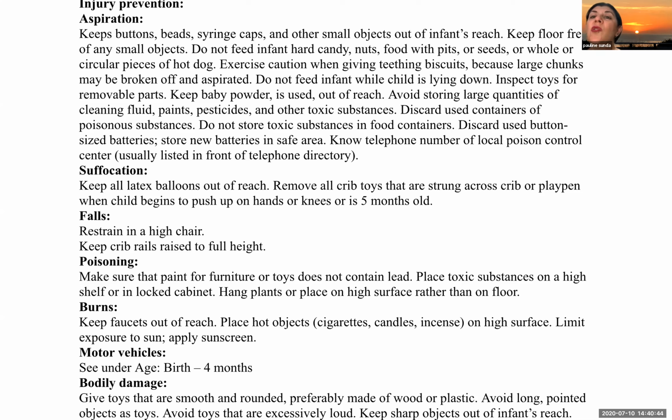Avoid storing large quantities of cleaning fluids, paints, pesticides, and other toxic substances. Discard used containers of poisonous substances. Do not store toxic substances in food containers. And discard used button-sized batteries and store new batteries in safe areas. Make sure that you know the telephone number of a local poison control center. This is a telephone number you should have programmed into your cell phone as well as taped to your refrigerator.